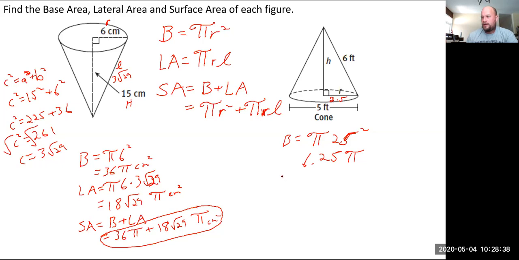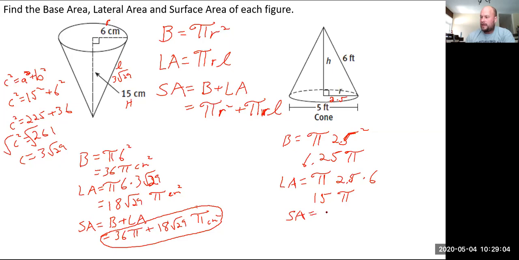Then for our lateral area, again, pi r L. So pi r L, which L is 6. So 6 times 2.5 is 15. So we get 15 pi. So then surface area, we can add these together.